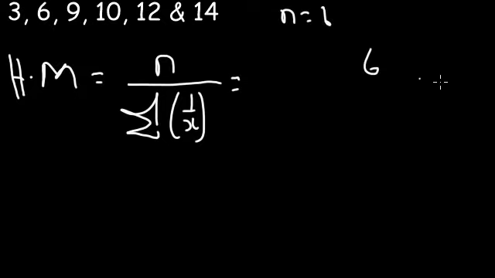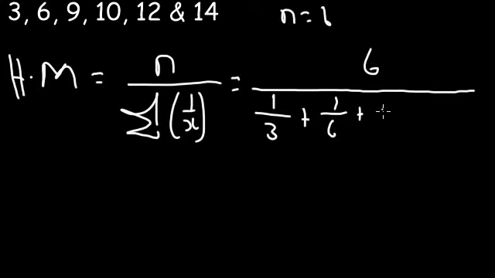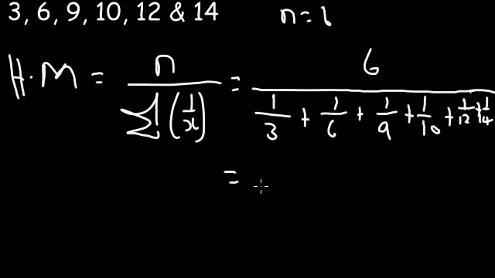So we have 6 divided by the reciprocal of all the distribution or data. So that's 1 over 3 plus 1 over 6 plus 1 over 9 plus 1 over 10 plus 1 over 12 plus 1 over 14. So that's it. The goal now is just to add all this up using our calculator. So let's do that right here.